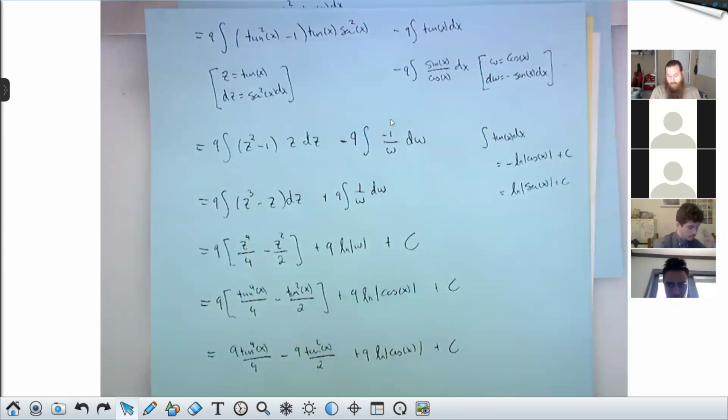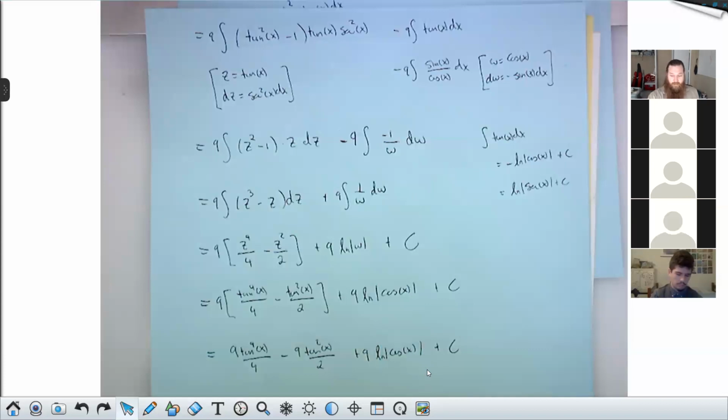Yeah, that's exactly what I had. 9 tangent to the 4 x over 4 minus 9 tangent to the 2 x over 2 minus 9 ln secant x plus c. Is that correct? Did you put the secant in absolute values? Yeah, and it still marked it wrong. You know what might be wrong? Maybe was the variable x or was it theta or something like that? Yeah. No, it was x.